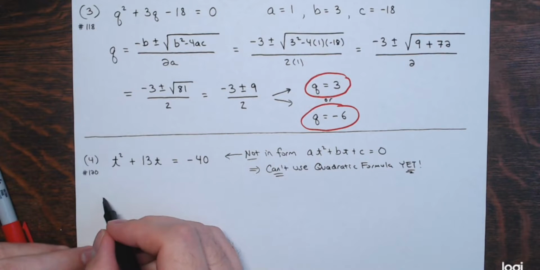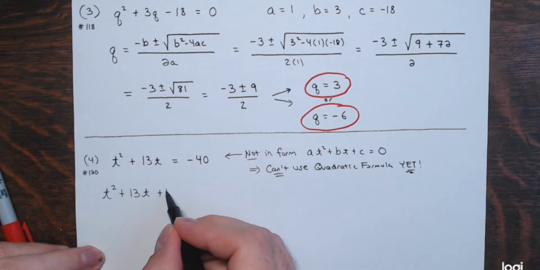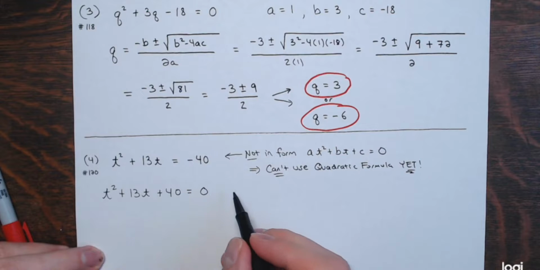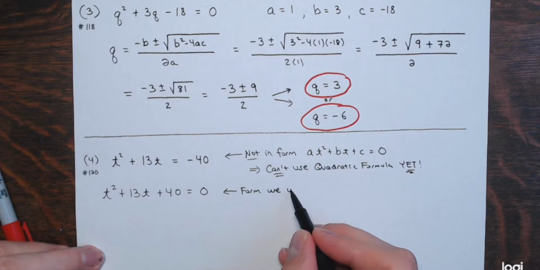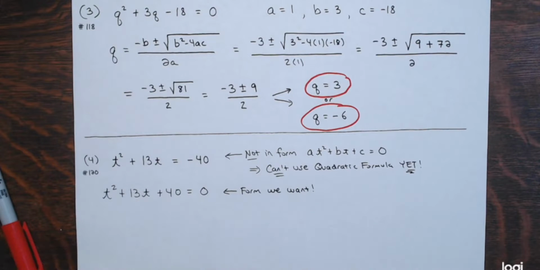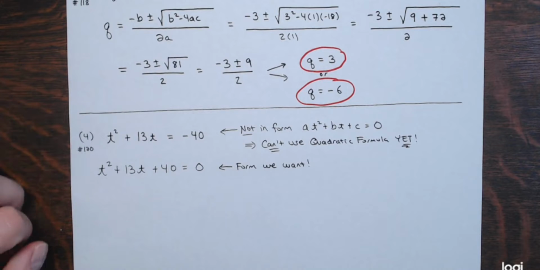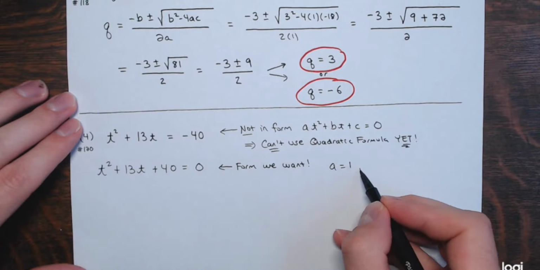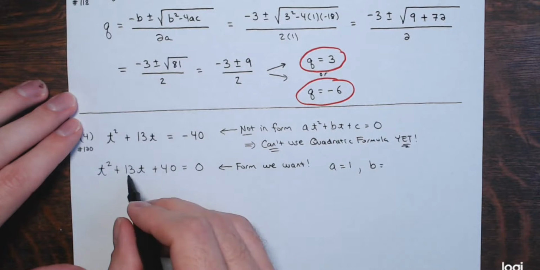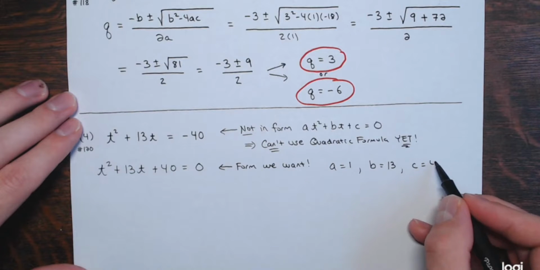Just get t squared plus 13t plus 40 equals 0. This is the form we want in order to be able to use the quadratic formula. Everything on one side, 0 on the other. Once that's the case, we identify our a, b, and c, right? A is 1, 1t squared. B is 13. And c is positive 40, right?